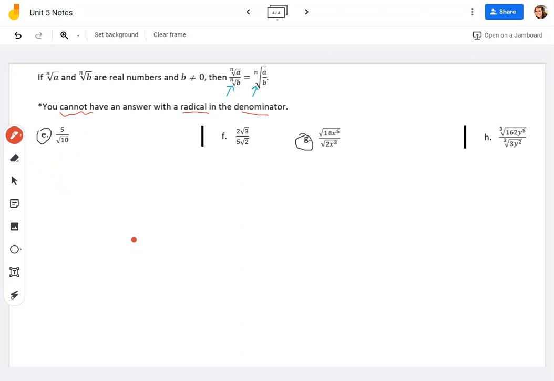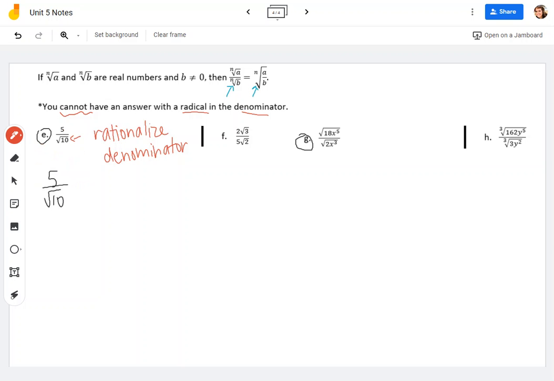in the denominator. So if we look at this first problem right here, right away I notice a radical in the denominator, so I need to fix that before I can do any simplifying. To get the radical out of the denominator, we do what is called rationalizing the denominator. So I'm going to copy down this problem, 5 over the square root of 10.